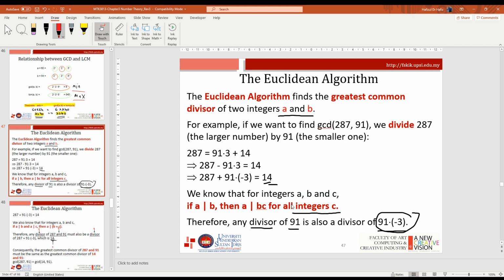And then the Euclidean algorithm is used to find the greatest common divisor of two integers A and B. For example, if you want to find the GCD of 287 and 91, we divide the largest, 287, by the smaller number, 91. This one I have shown to you. We have 287 equivalent to 91 multiplied by 3, and so on.